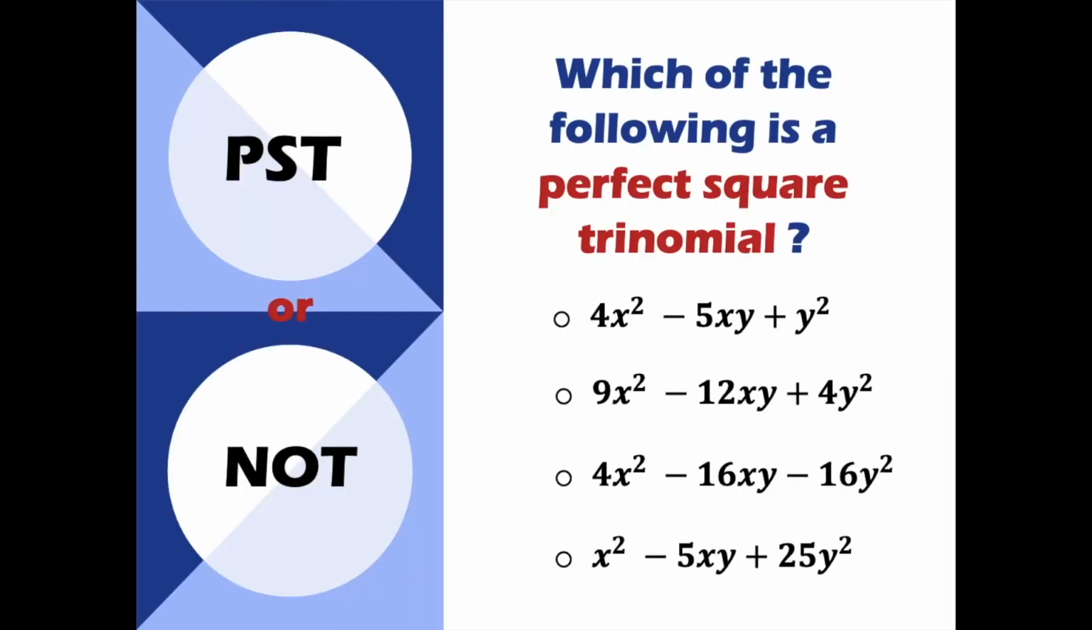Now let's go back to the question. Which of the following is a perfect square trinomial? Very good. It's 9x squared minus 12xy plus 4y squared. Since 9x squared minus 12xy plus 4y squared is a perfect square trinomial, the question is, how are we going to express it in factored form?